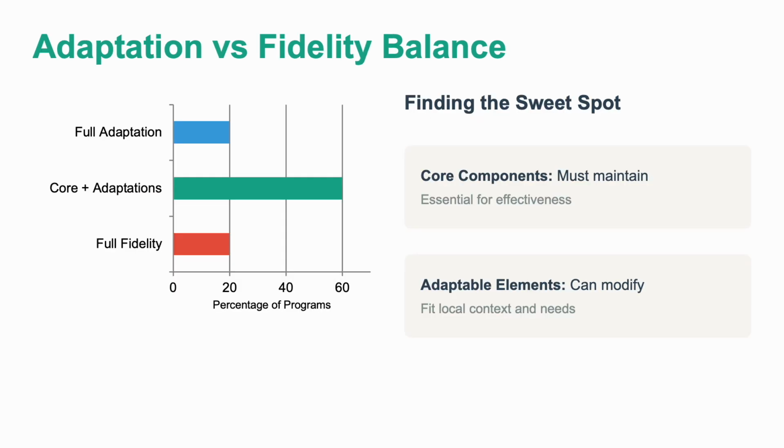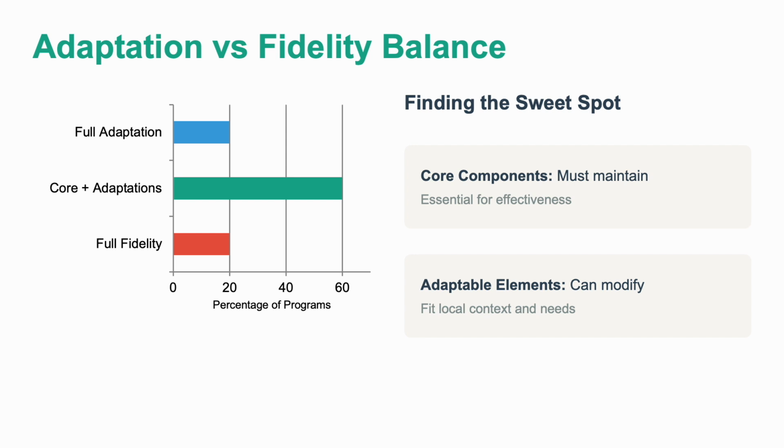The adaptation fidelity balance is crucial for successful implementation. Refer to balance scale diagram. Too much fidelity and interventions don't fit local contexts. Too much adaptation, and we lose what made them effective. The sweet spot distinguishes core components. Must maintain these. They're essential for effectiveness. These are your active ingredients.